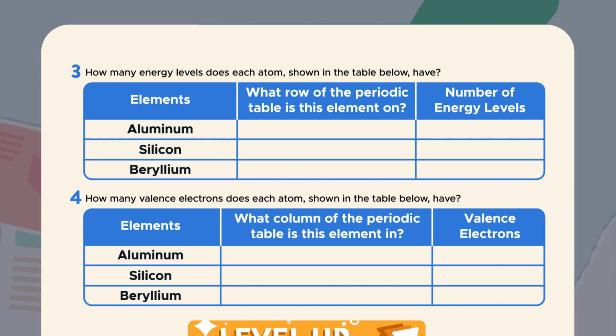4. How many valence electrons does each atom, shown in the table below, have? From left to right, the headings read Elements. What column of the periodic table is this element in? Valence electrons. Aluminum, silicon, beryllium.